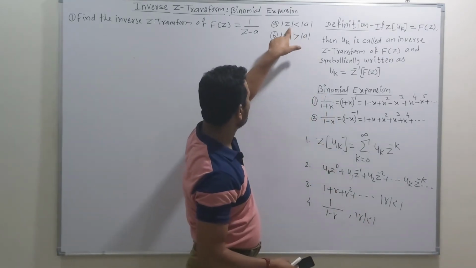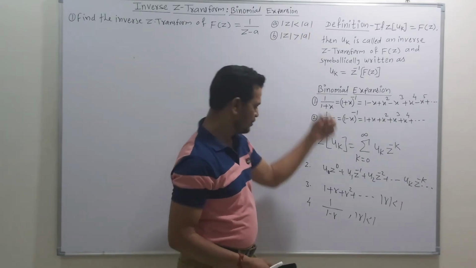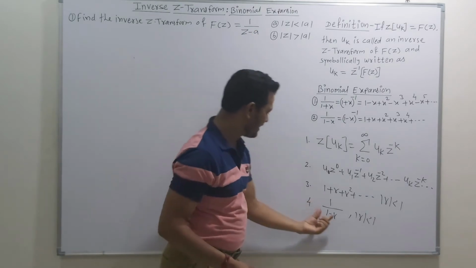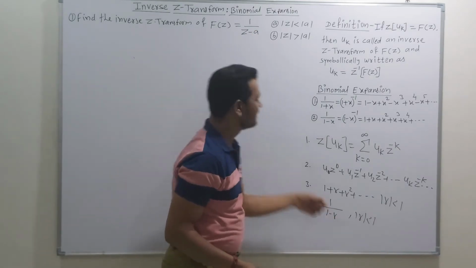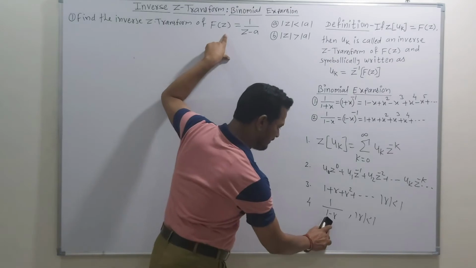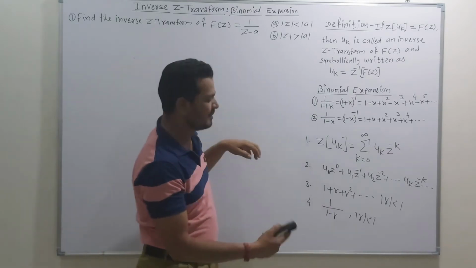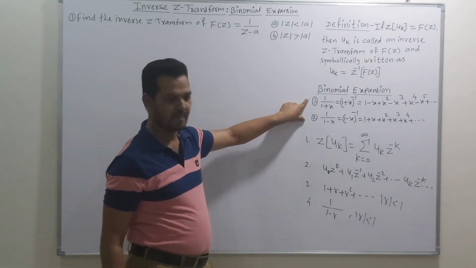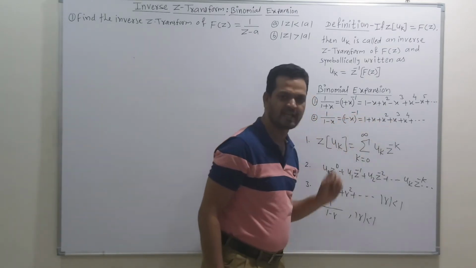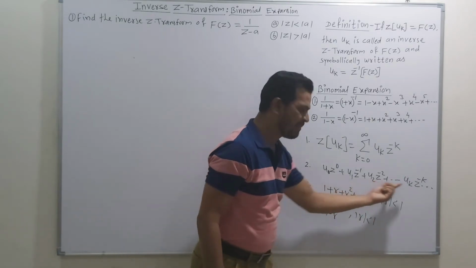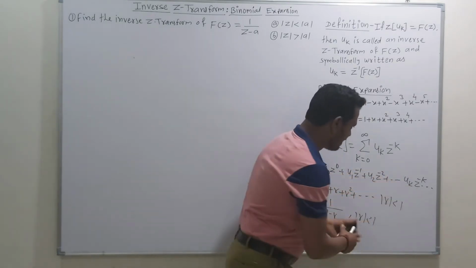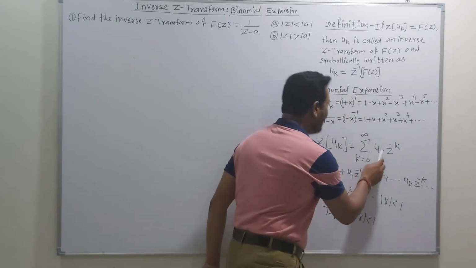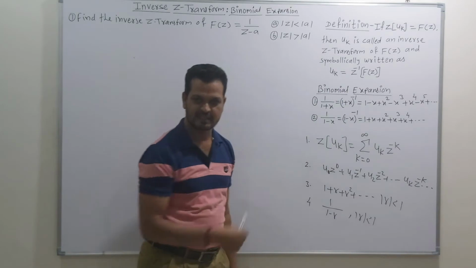That means according to the given condition, mod of z is less than mod of a. So first we have to write this as mod of r less than 1. Then the next step is to write down the given function in terms of 1 upon 1 minus r, or sometimes we may write this as 1 upon 1 plus r. Then use the binomial expansion formula. Use this first and second formula so that we get such a type of expansion. Then the coefficient of z raised to minus k is uk, and the meaning of uk is called the inverse z transformation.